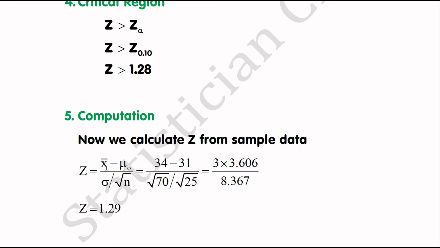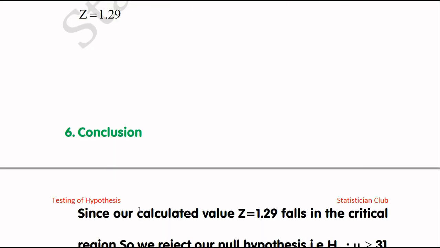And the computation. Z is equal to x bar, the sample mean, minus mu naught, the specified value, over sigma, the standard deviation, over under root n. X bar is 34, which is the sample mean. 31 is the specified value of the mean, and the variance sigma square is 70. So here we have sigma, so under root 70, over under root 13, which is 2.25. After simplification we have the z value 1.29.